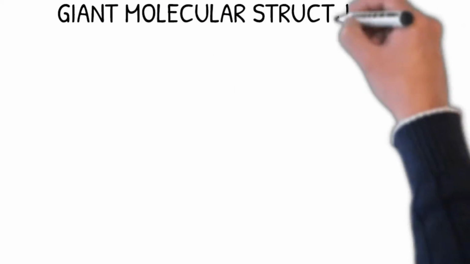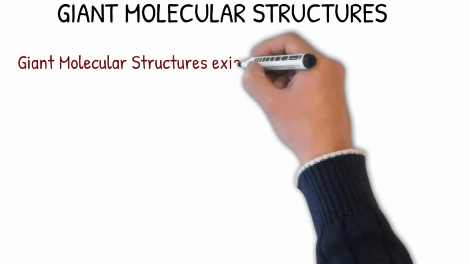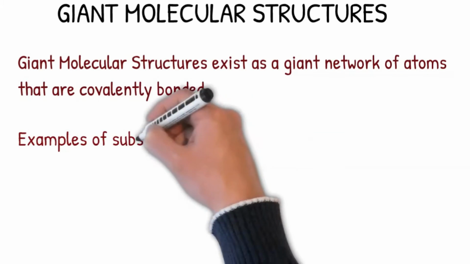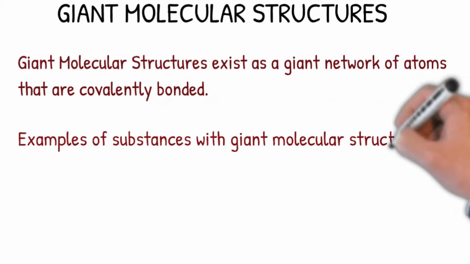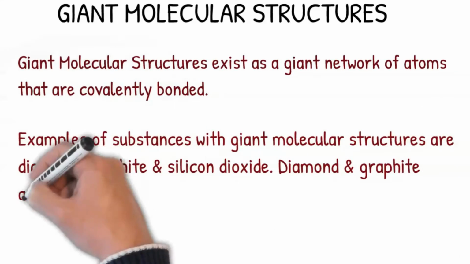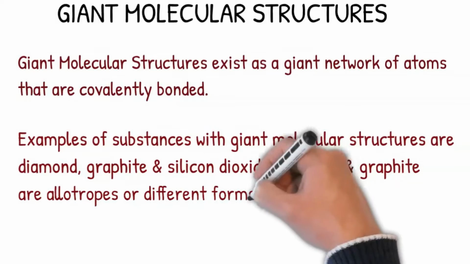Giant molecular structures. Giant molecular structures exist as a giant network of atoms that are covalently bonded. Examples of substances with giant molecular structures are diamond, graphite and silicon dioxide. Diamond and graphite are allotropes, or different forms, of carbon.